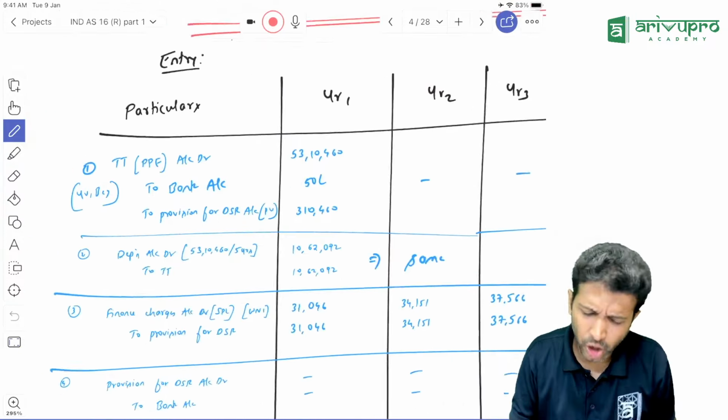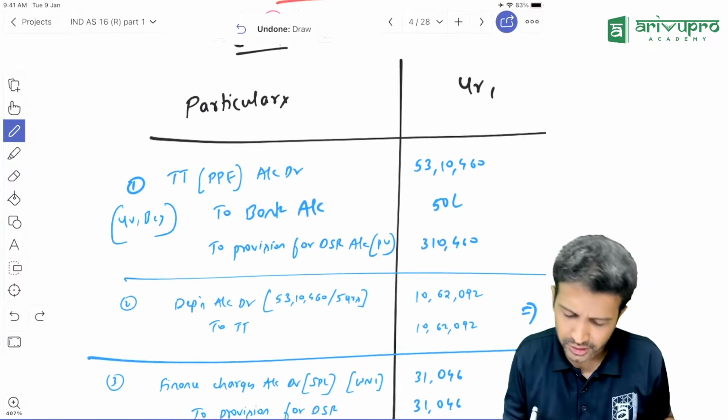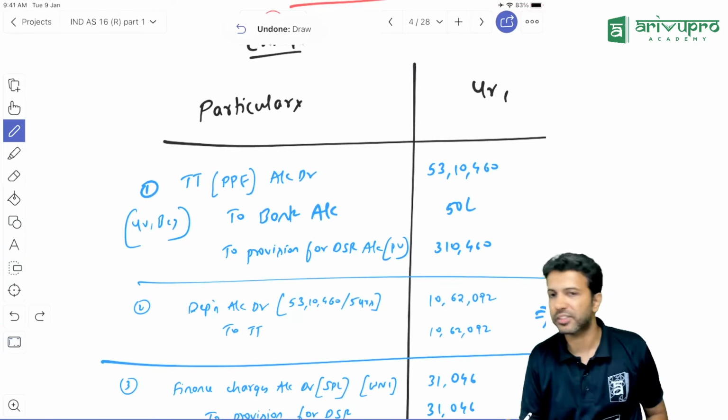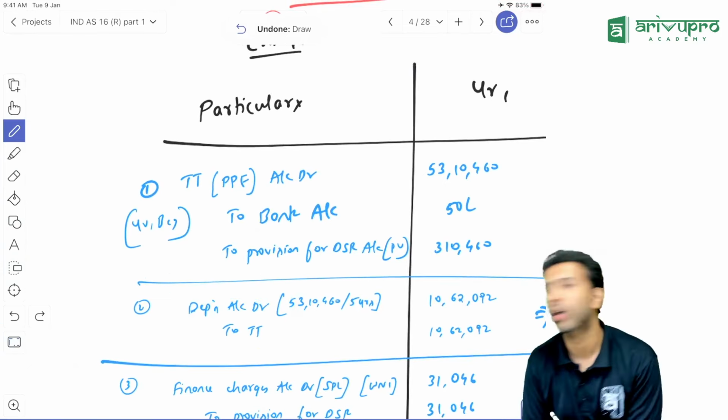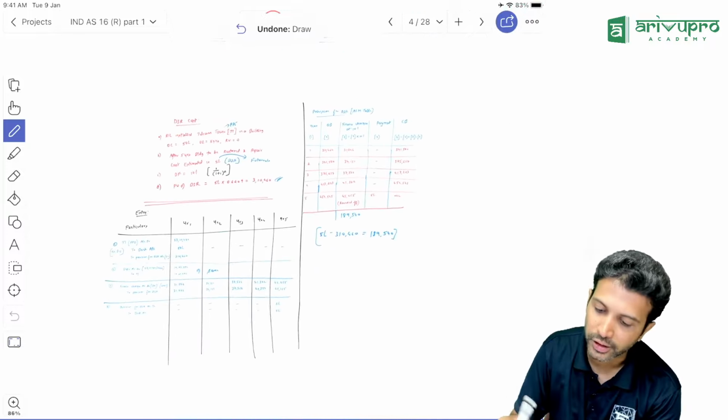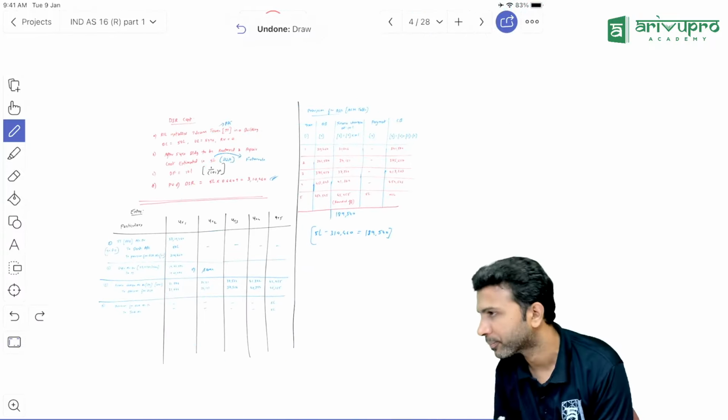And the normal entry on your PPE, you will also have to calculate depreciation. That depreciation entry will come each year. The entry is depreciation account debit to PPE. So this is your accounting for DSR from the beginning till the end.